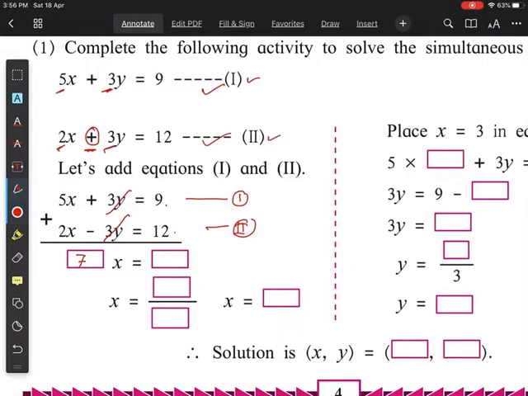In the block you will write 7, here x is already there. 9 plus 12 will be equal to 21. Now you have to find the value of x. So 7 into x is 21. So 7 will go for division. So 21 upon 7 means here you will get 3. 7 3s are 21.